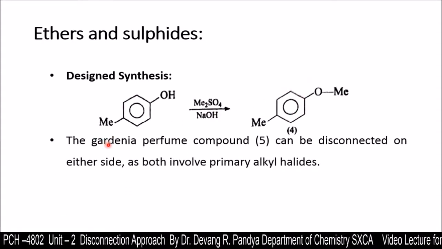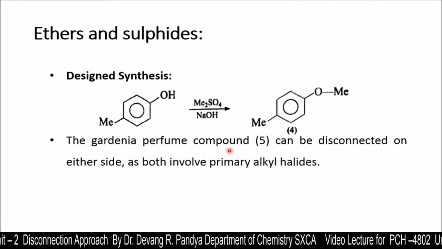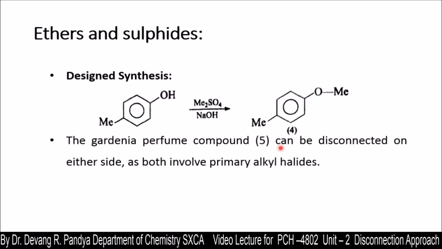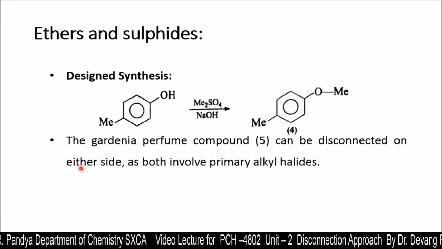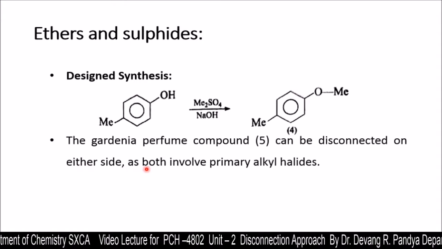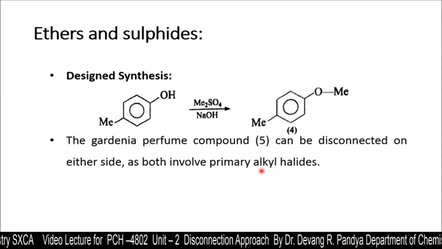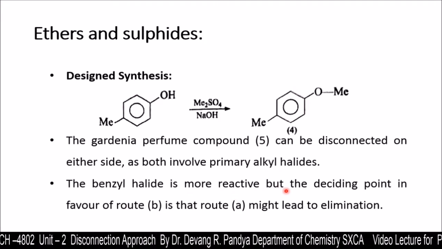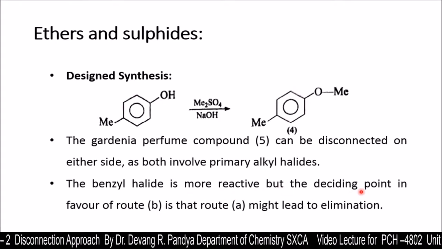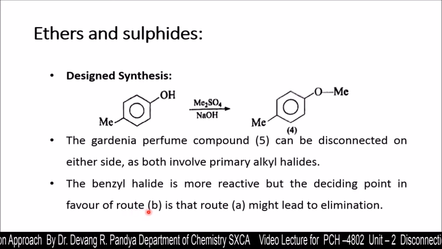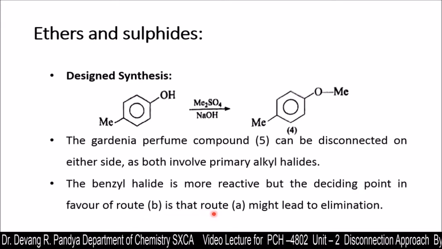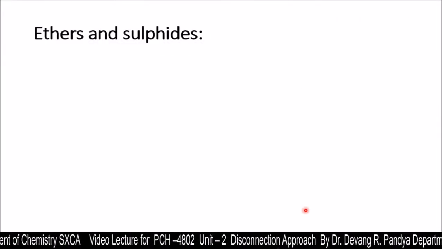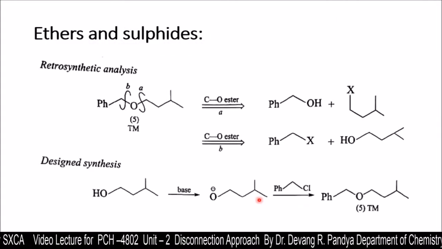Now the Gardenia perfume compound, structure 5, can be disconnected on the ether side as both involve primary alkyl halides. The benzyl halide is more reactive, but the deciding point in favor of route B is that route A might lead to elimination. So we select route B. So here is the retrosynthetic analysis and disconnection.